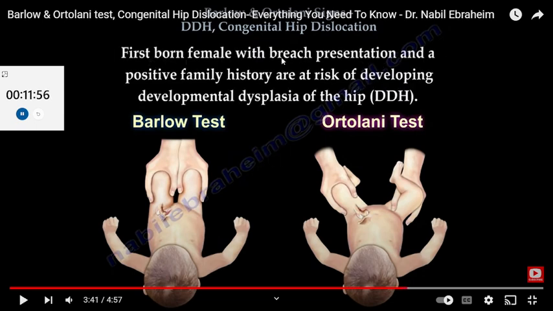First born female with breech presentation, frank breech, and a positive family history are at risk of developing developmental dysplasia of the hip, that is DDH.